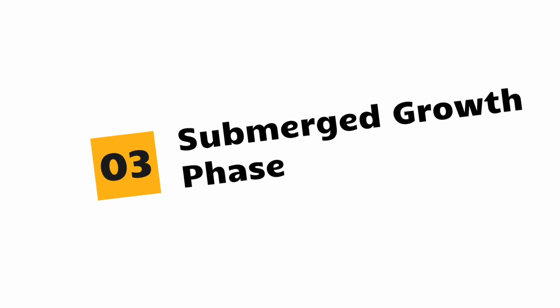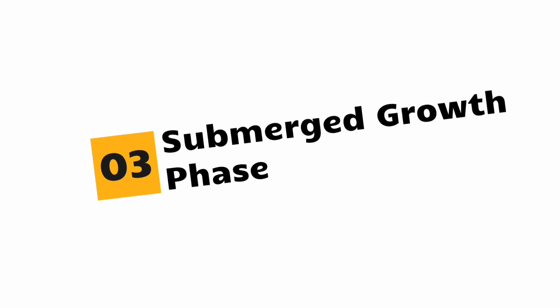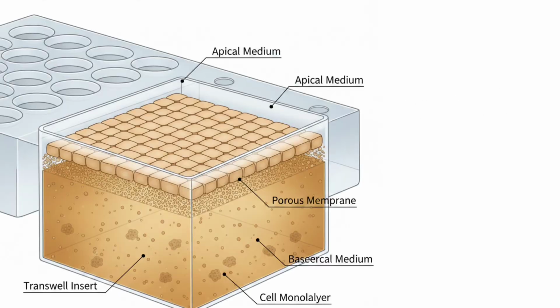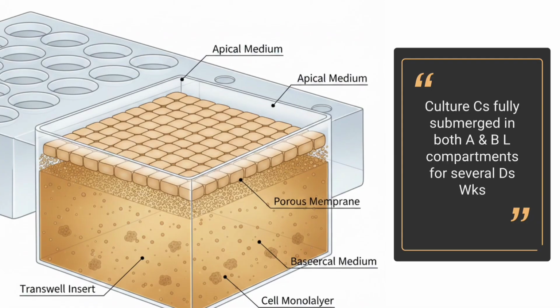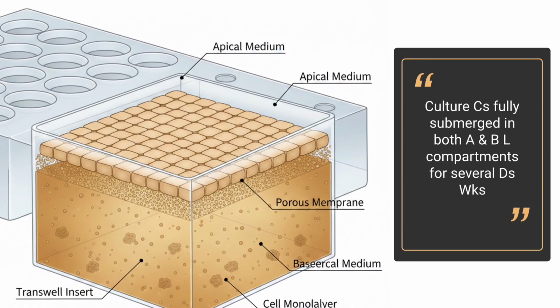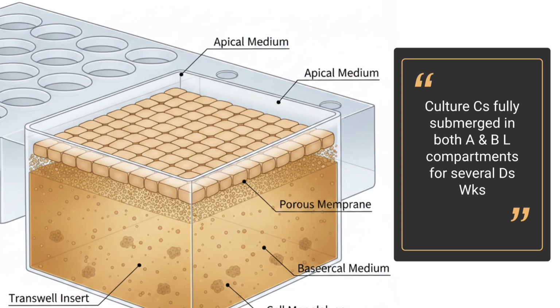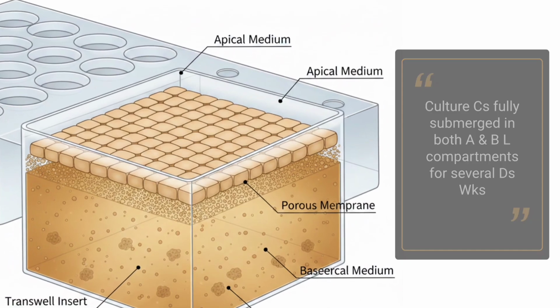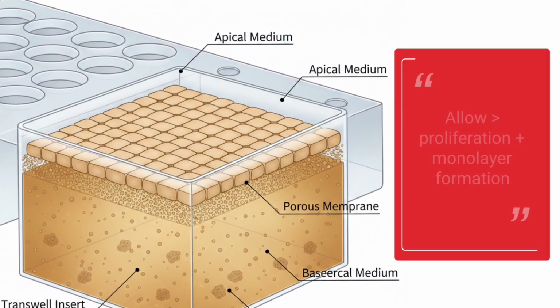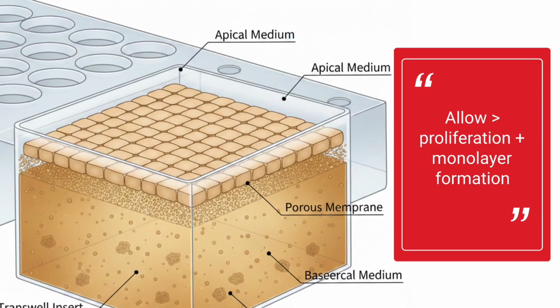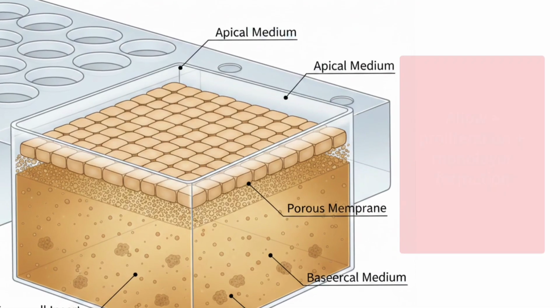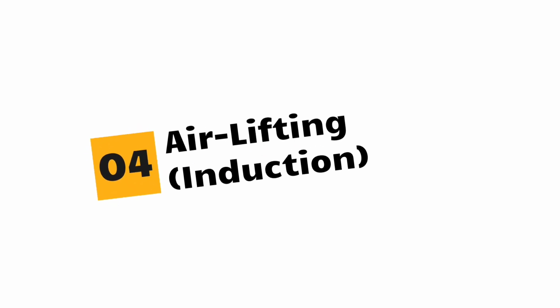Number 3. Submerged growth phase. Now culture cells fully submerged in media in both the apical and basal compartments for several days to weeks, allowing proliferation and monolayer formation.